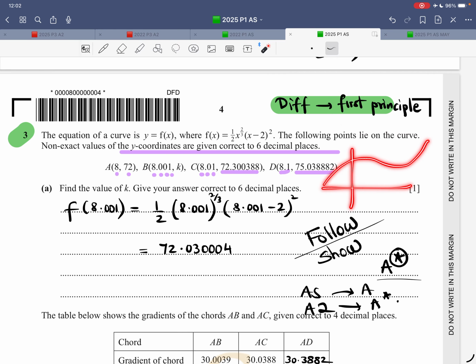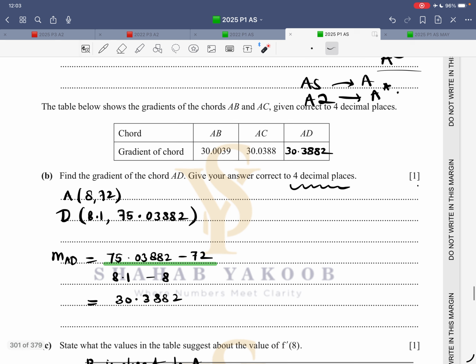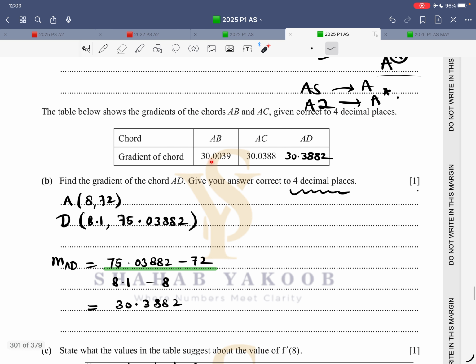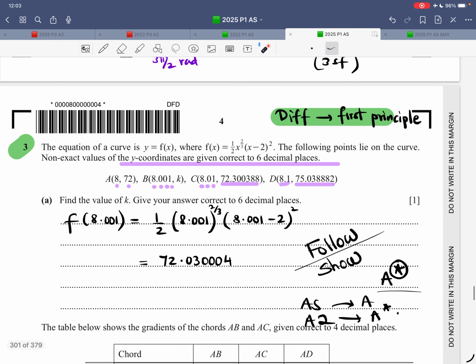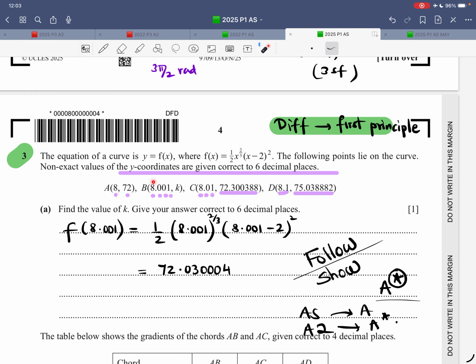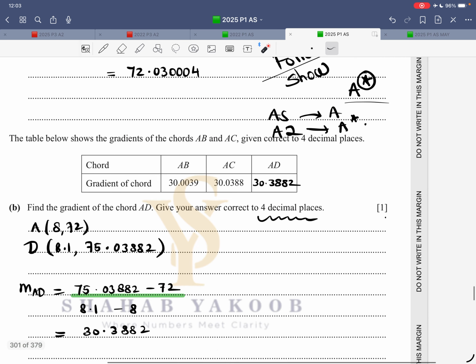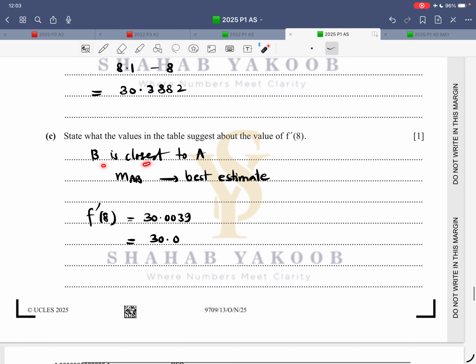Technically what it's saying is that if there is a curve and this is point A, the point closest to A will give us the best estimate for gradient. So if we draw a chord, it will give us the best estimate. Since there are 3 options available, we choose the one AB because 8.001 is the closest to A as compared to C and D. So I have written B is closest to A, gradient of AB, that's the best estimate. So f prime of 8 is this much. I have rounded it off.